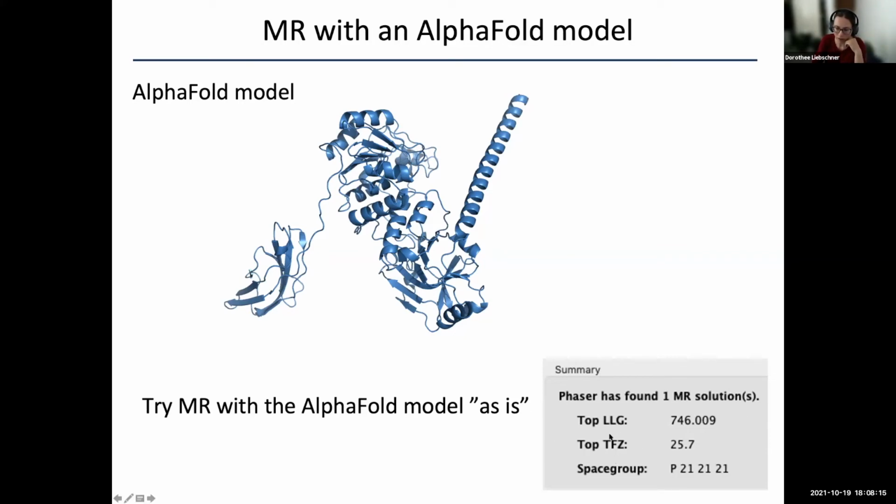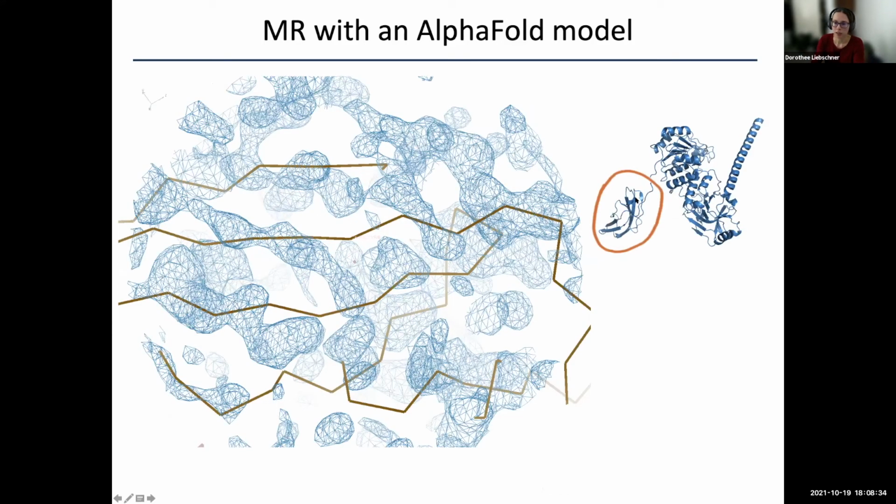And then we have another score. TFZ stands for translation function Z-score. And if this is high, it's also considered good. So just by looking at these numbers, that's probably not too bad. But let's have a closer look at the model and the density that we got from here. Here, again, this is the predicted structure. And here we can see that there are three domains, right? We have this helix here, we have this bigger domain in the middle, and then we have the smaller domain on the left. And here I show you a close-up view of this domain on the left.